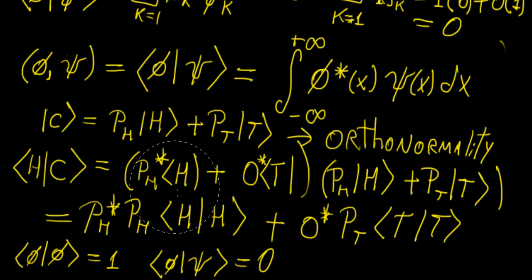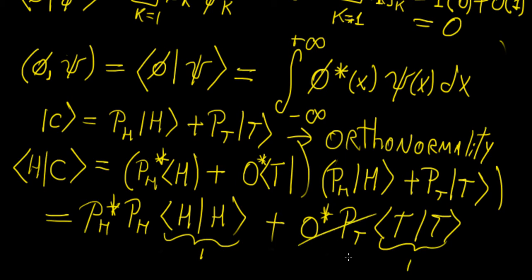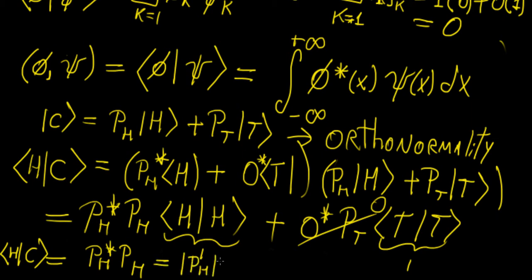So if we're using that definition, the next thing we can say is, H and T we already declared as orthonormal, so this has to be 1, this has to be 1. We know that this is just going to be 0. So in the end, our inner product of the heads with the C is going to be equal to pH asterisk, or pH conjugate, times pH, which we know is going to be pH squared.